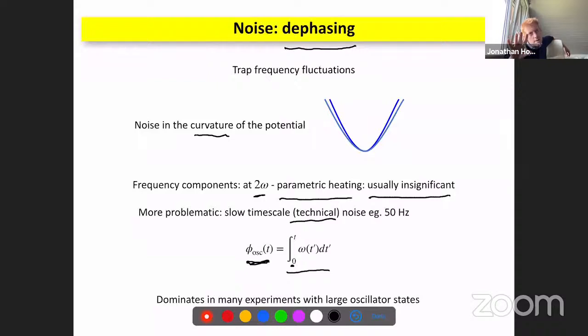And since I'm writing in these rotating frames, these rotating Wigner functions, if the phase is shifting, then you can imagine that this rotating picture is wobbling backwards and forwards in an uncontrolled way. And so that's going to cause me to lose many of the features that I'd like to draw in these quasi-probability distributions. So I should just say the scaling is such that this effect actually dominates and limits many experiments with large oscillator states, but both dephasing and heating are key causes of problems in the lab.